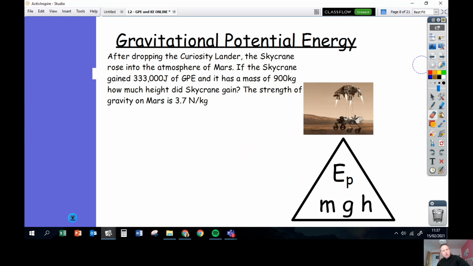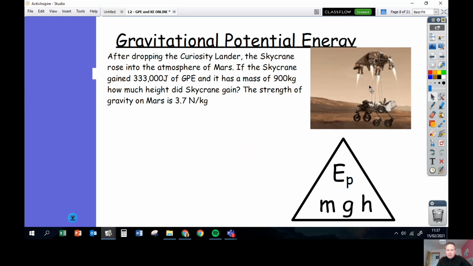So after dropping the Curiosity lander, so this is one of the spacecraft that NASA landed on Mars, the Sky Crane, that's this machine here, rose into the atmosphere of Mars. If the Sky Crane gained 333,000 joules of GPE, and it has a mass of 900 kilograms, how much height did Sky Crane gain? The strength of gravity on Mars is 3.7 newtons per kilogram.